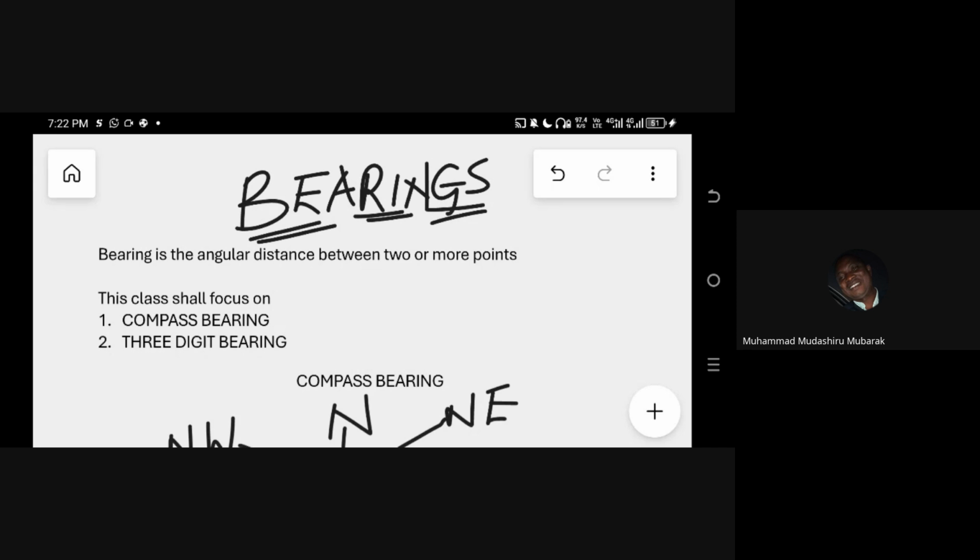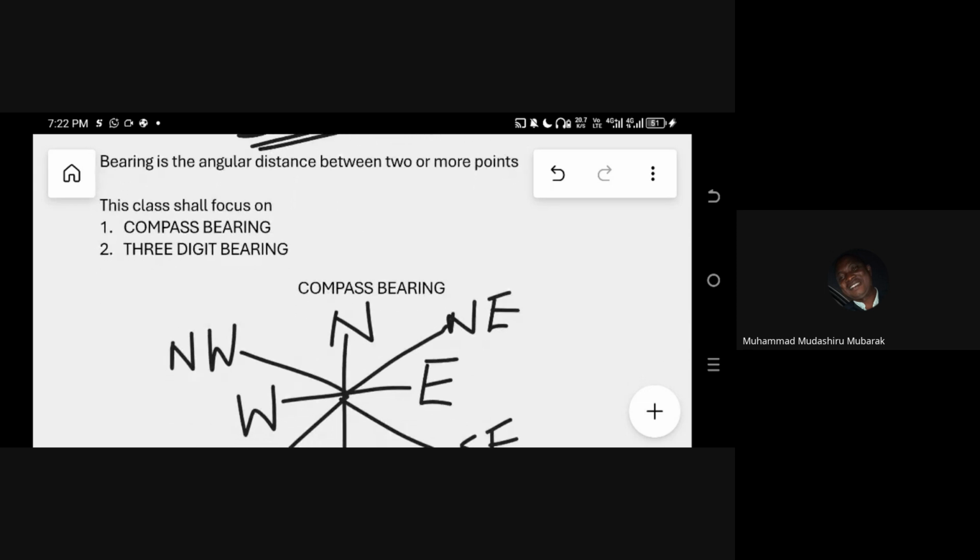The topic today is bearing. We did say that bearing is the angular distance between two or more points. For this class, we're looking at two types of bearings, the compass bearing and the 3-digit bearing. We're looking at these two because that's what concerns the exam you are preparing for. We started with the compass bearing, and that's where we're still at.